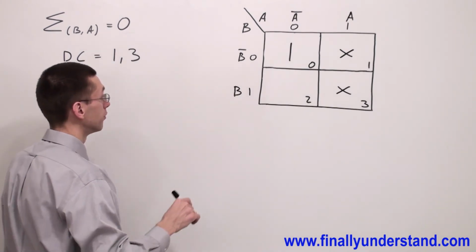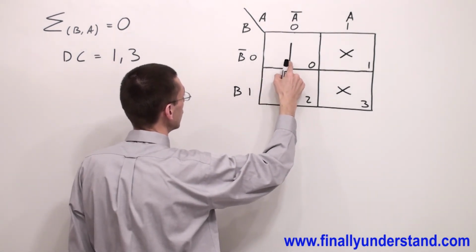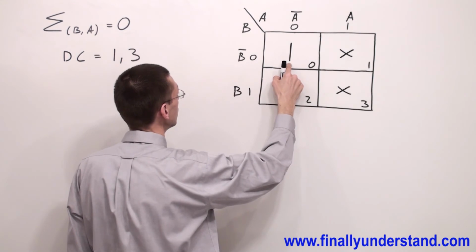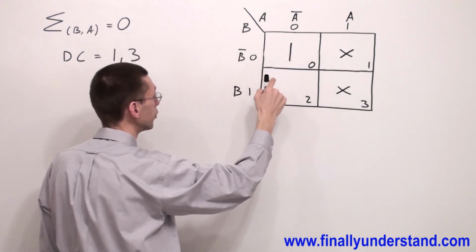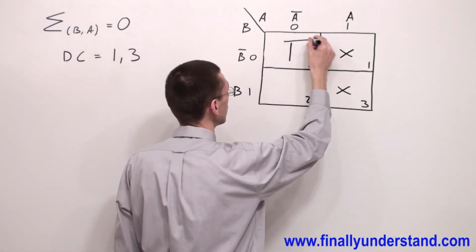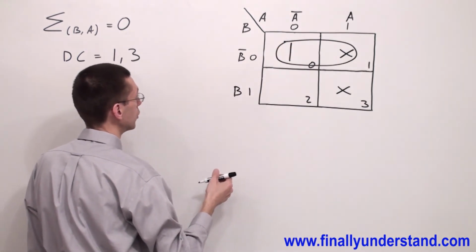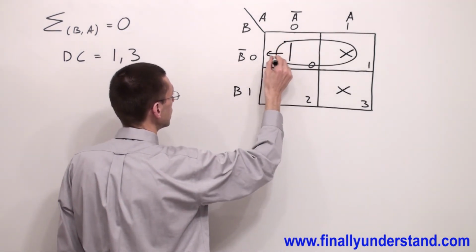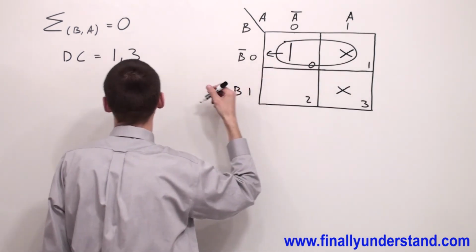So if I'm going to concentrate only on this one, I'm going to have 2 variables. I'm going to have B naught, A naught. But if I'm going to combine this one with this don't care, take a look what I'm going to have. On the left side of this row, I'm going to have B naught.